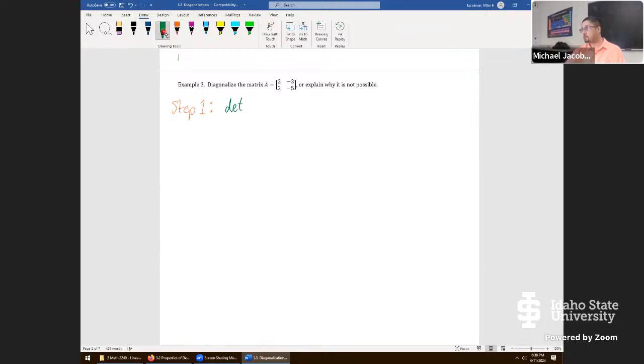the determinant of A minus lambda I. Ever since section 5.1, that little expression there just keeps on coming back. So over here on the matrix, go 2 minus lambda, a 2, then a -3, and a -5 minus lambda. So we're dealing with this determinant here.